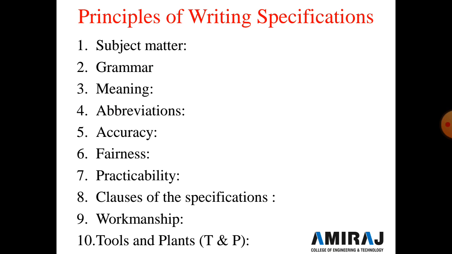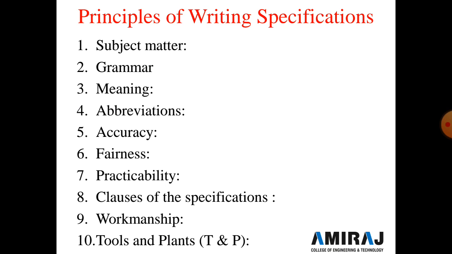Now fifth point is accuracy. So the information given in the specification should be complete, otherwise the contractor may claim for any extra cost due to damage occurred to him by misleading information supplied by the owner.